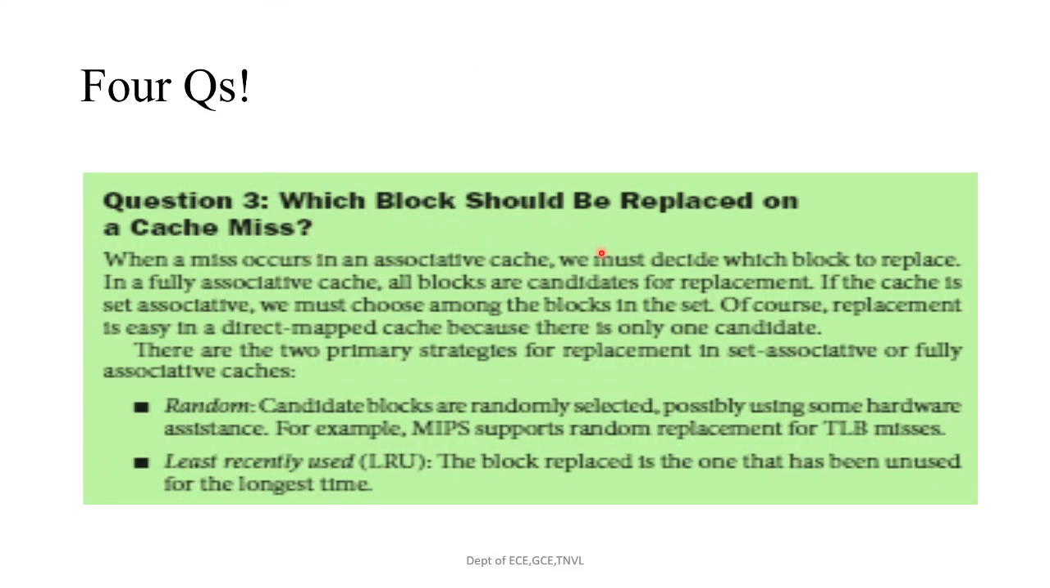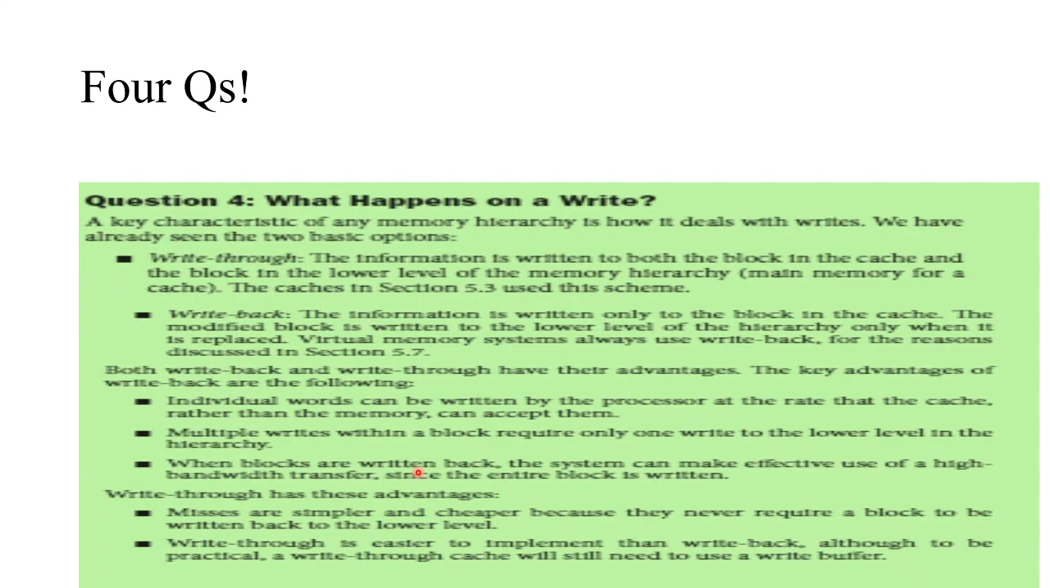Which block should be replaced on a cache miss? There are two primary strategies for replacement in set associative or fully associative caches. One is random and another one is least recently used. Mostly we have been using the least recently used method so far. Random means candidate blocks are randomly selected, possibly using some hardware assistance. For example, MIPS supports random replacement for translation lookaside buffer misses. Least recently used means the block replaced is the one that has been unused for the longest time, and this is the algorithm which we use very frequently.